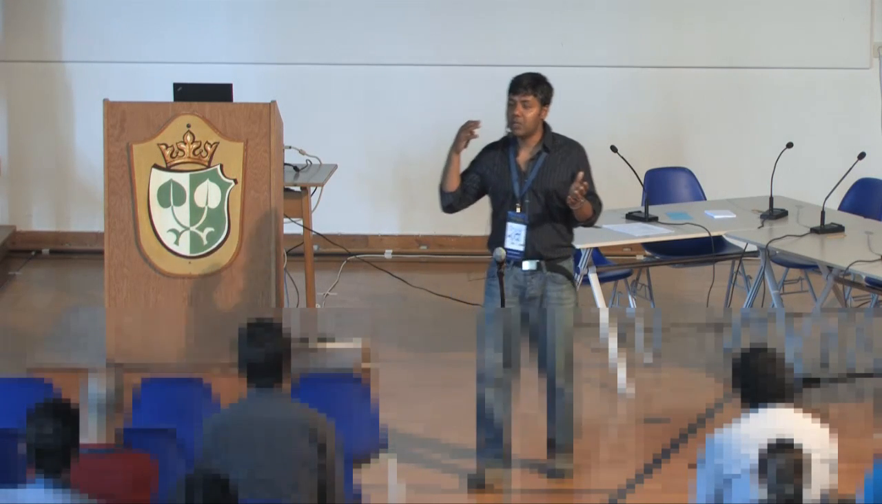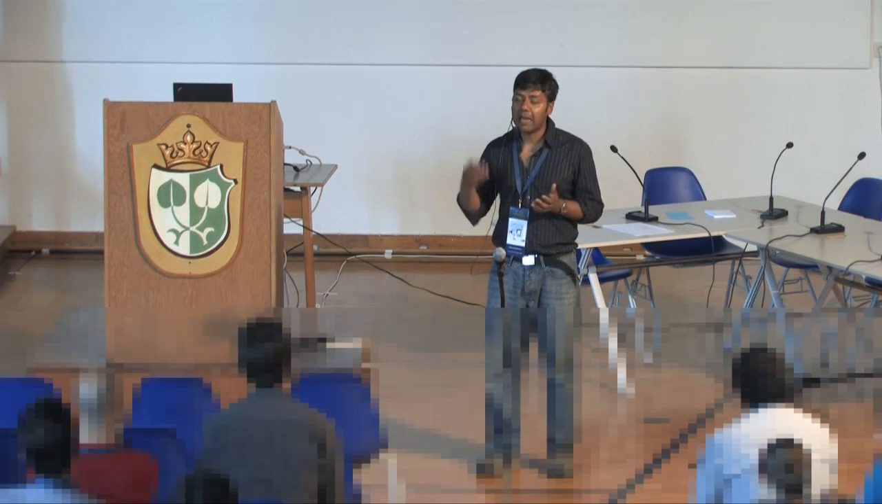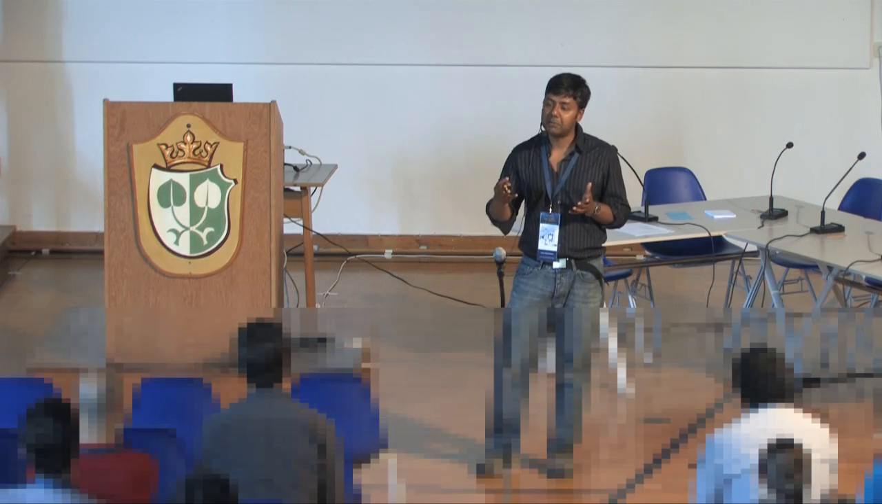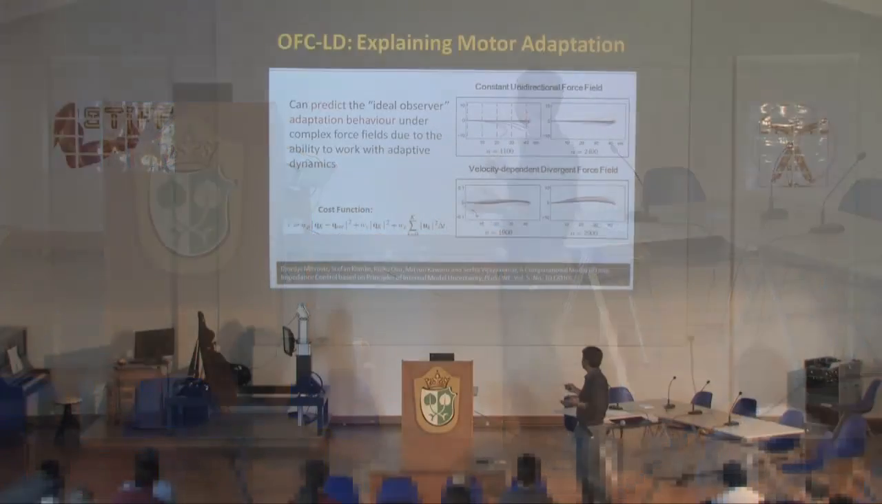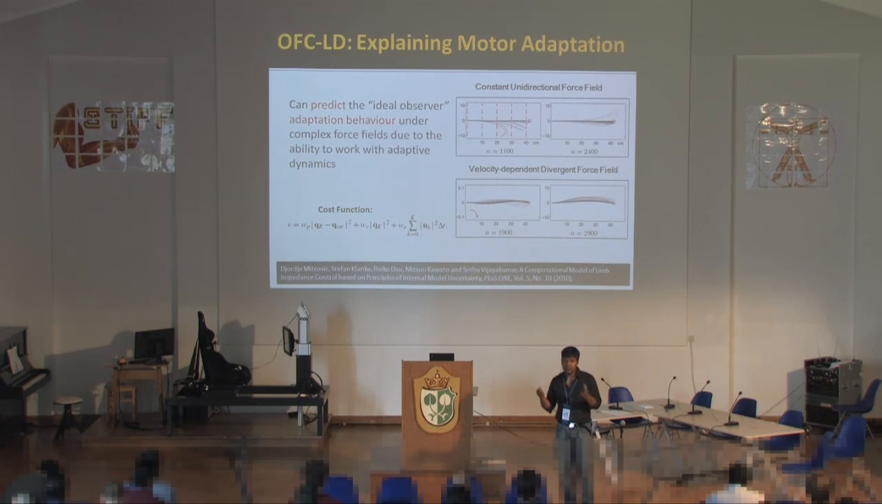Now you can use this framework, and then you can adapt or improve your model as you move. And as your dynamics model becomes closer to the reality, the commands that come out of the optimal feedback controller will get you back to the right nominal pose. So this is a way of explaining some of the adaptation, and we've done this for unidirectional force fields and velocity dependent divergent force fields, and it works quite nicely with this learning framework.